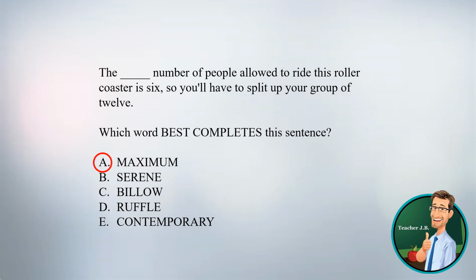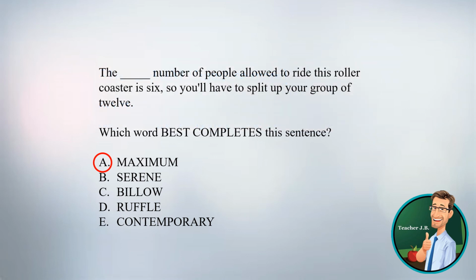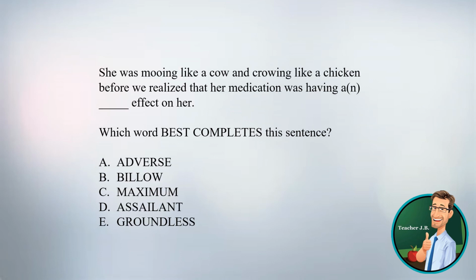The answer is maximum. And maximum means the greatest, highest, or most intense, or having or being the greatest, highest, or most. So let's read the sentence one more time. The maximum number of people allowed to ride this roller coaster is 6. So you will have to split up your group of 12. Maximum. Okay, the last question for today.